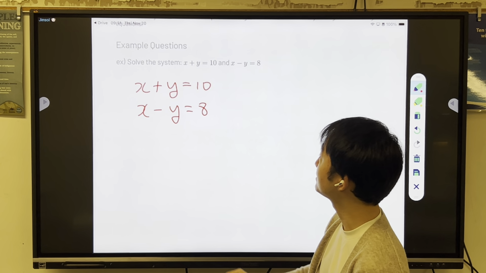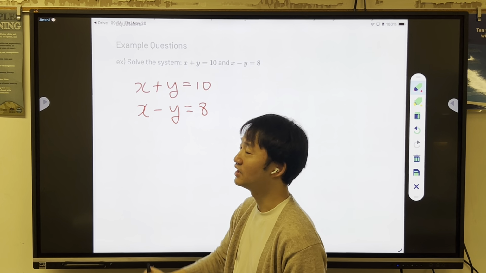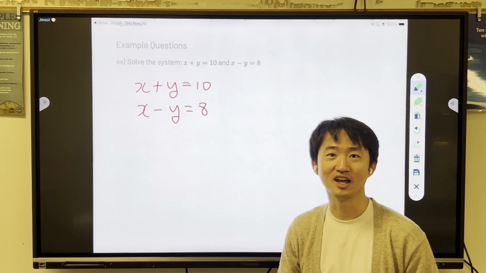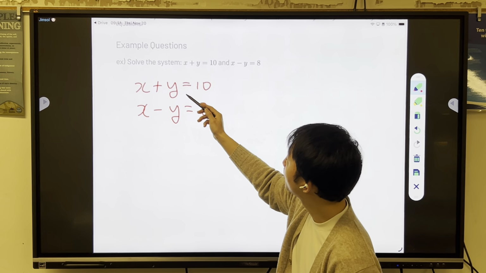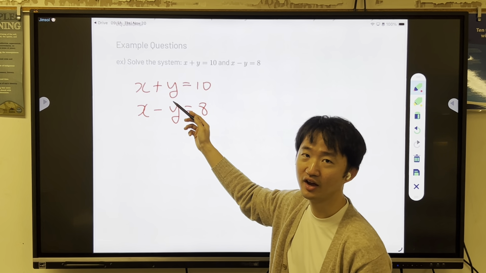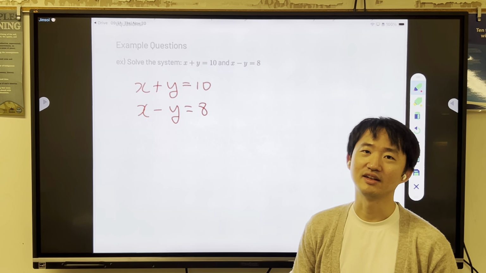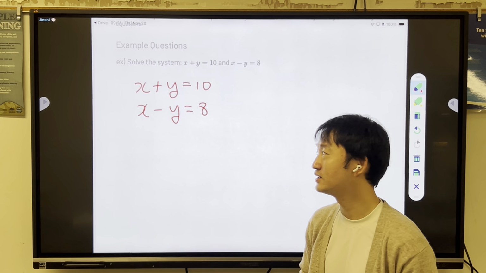Another thing that I noticed is that the coefficient of x on the first and second equations are exactly the same, and that's what we want to make. The coefficient of y, on the other hand, is positive 1 in the first equation and negative 1 in the second equation, and that's not okay. Well, we only have to match one of the variables, so that's good.